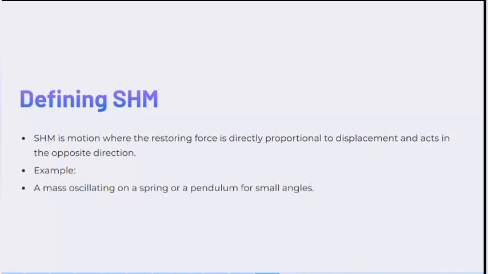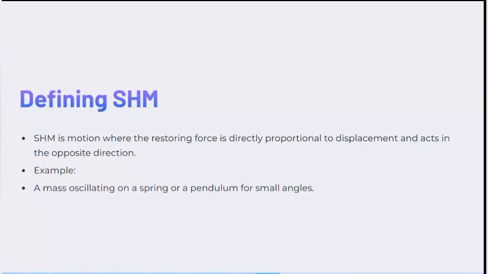So it's usually a kind of oscillatory motion, that is a to and fro motion, where the restoring force is directly proportional to the displacement and it acts in the opposite direction. That is, it acts to and fro. If it's up and down, it continuously moves up and down. If it is left and right, it continuously moves left and right. So that's one of the characteristics of simple harmonic motion. They always move continuously in the opposite direction after they've reached a particular distance or covered a particular displacement.